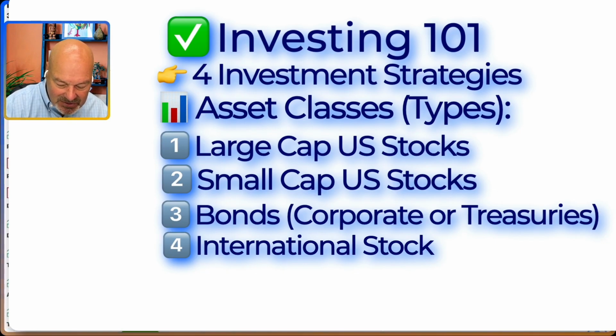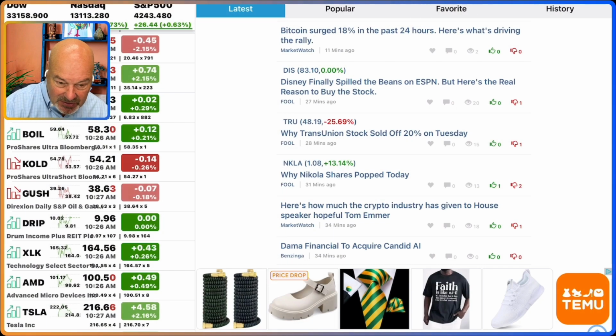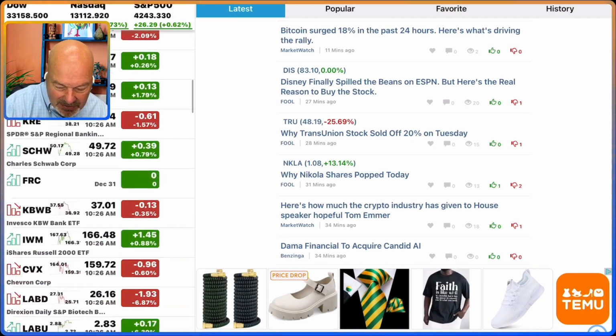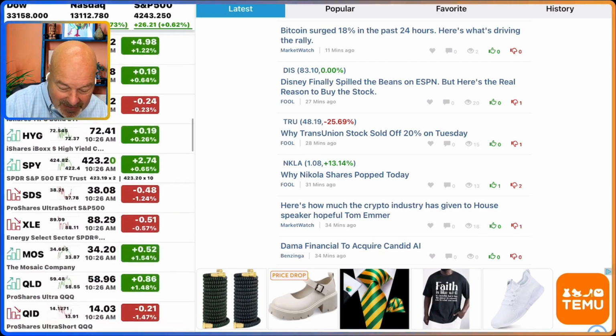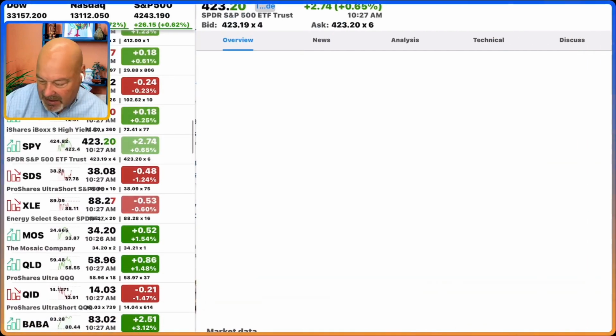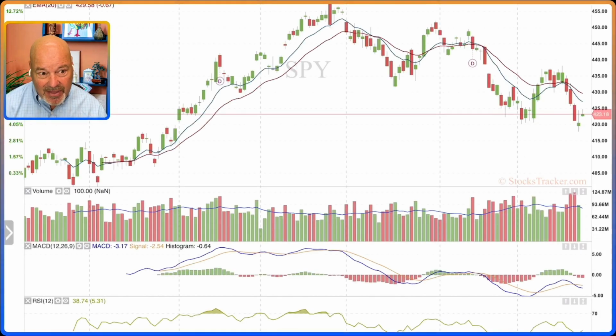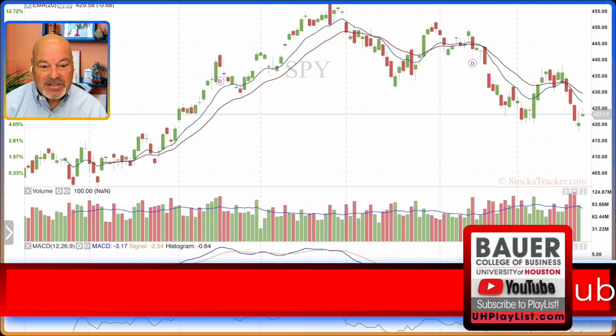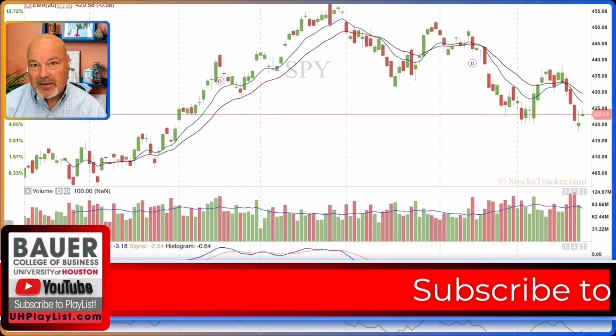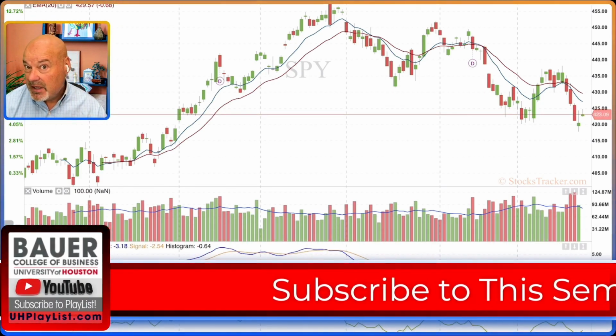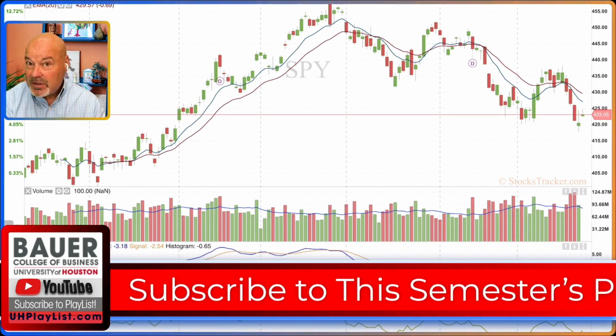Give me just a second, and I'm going to show you a large cap stock. If I can find it, I'm looking for the SPY. The SPY is an ETF. Now that's different. An ETF, an exchange traded fund, is different than a mutual fund or an index fund. But it does have one thing in common.